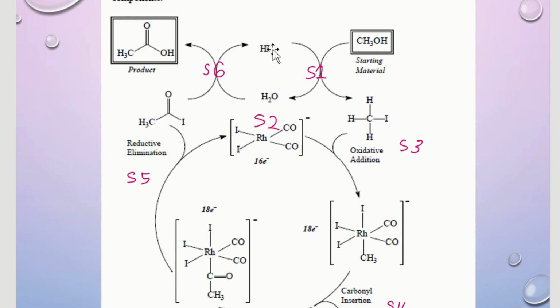So they eliminate the acyl iodide, which reacts with H2O, eliminating the HI to produce the acetic acid. This is how you determine the reaction that occurs in the last step to produce the acetic acid.